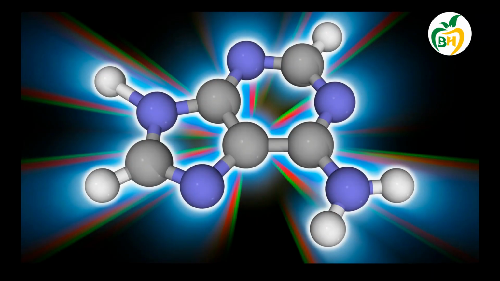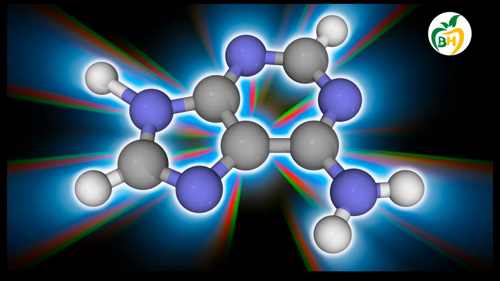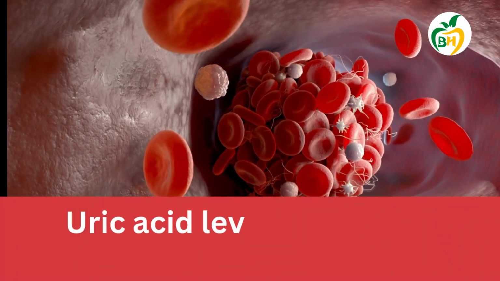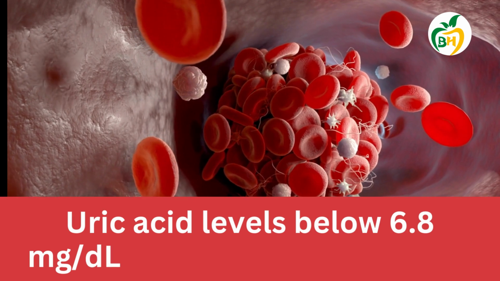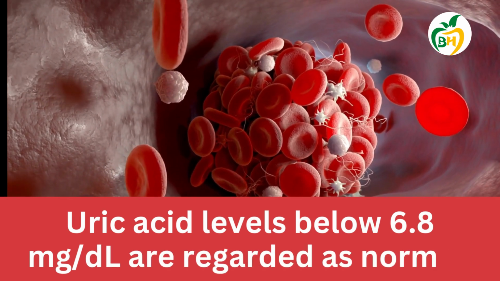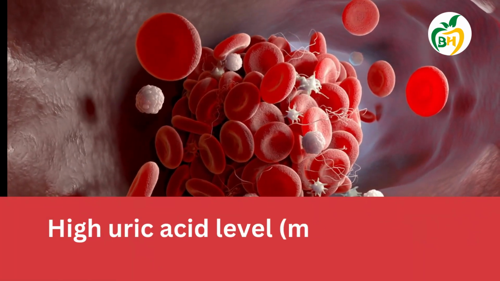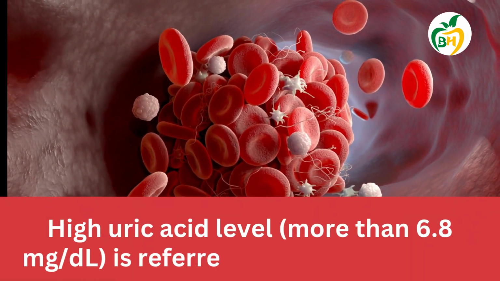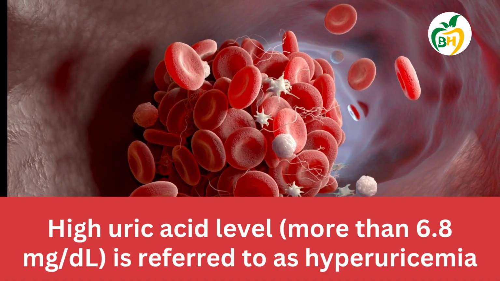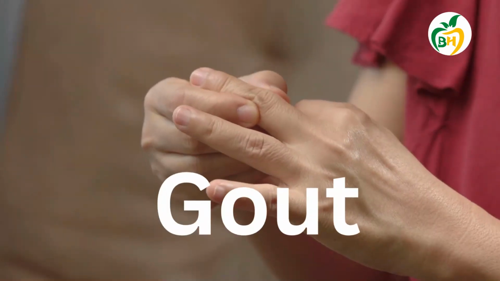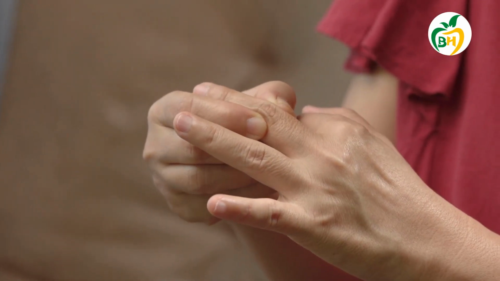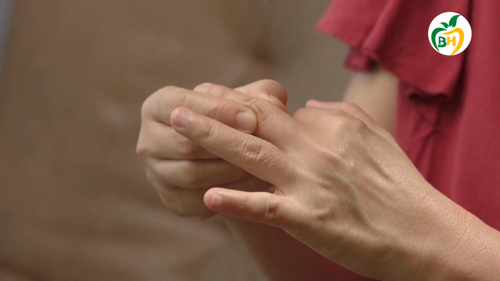If you consume too much purine or if your body is unable to eliminate this byproduct quickly enough, uric acid may build up in your blood. Uric acid levels below 6.8 mg per deciliter are regarded as normal. A high uric acid level, more than 6.8 mg per deciliter, is referred to as hyperuricemia. This may lead to gout, a disorder characterized by painful joints that collect urate crystals.